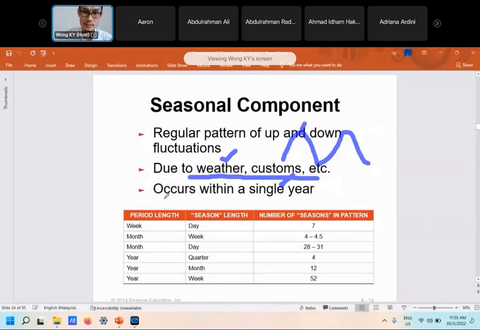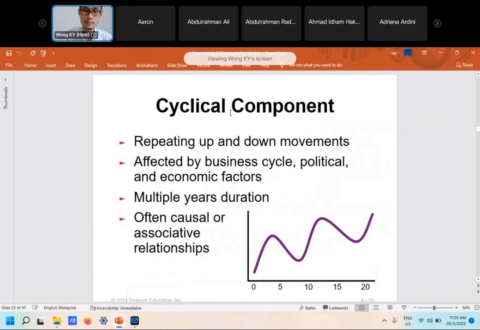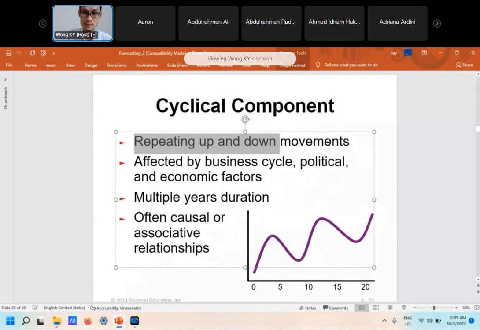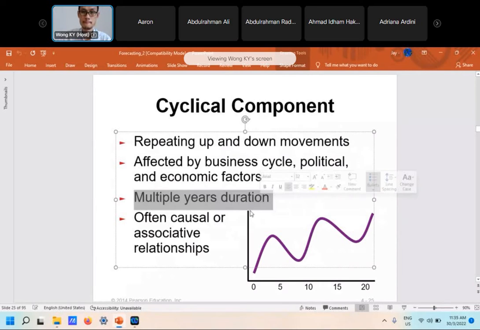and seasonal behavior normally occurs within a single year. So the peak will happen within a single year, not multiple years. So that is the difference with cyclical pattern. Cyclical pattern is also like seasonal. It has repeating up and down movements. It will go up, it will go down, it will go up and go down, but it could be in multiple years duration.